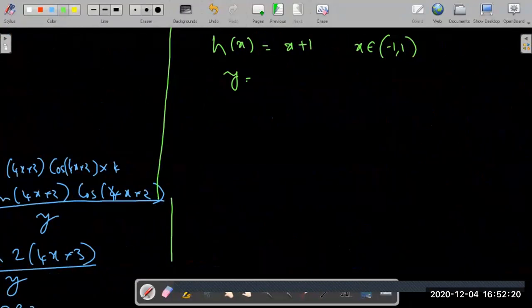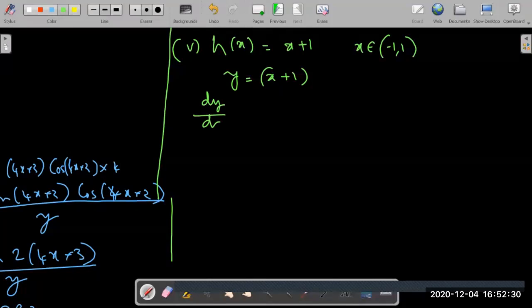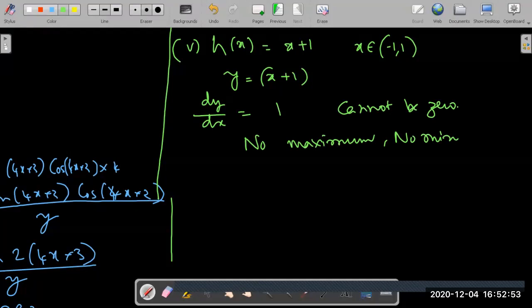So y is equal to x plus 1. 3, 4, 5. I think this is the fifth question. So then we have to just do dy by dx. That's equal to just 1. So dy by dx value equal to 1. That means it cannot be 0. So no maximum, no minimum. That's the answer for this. All right.